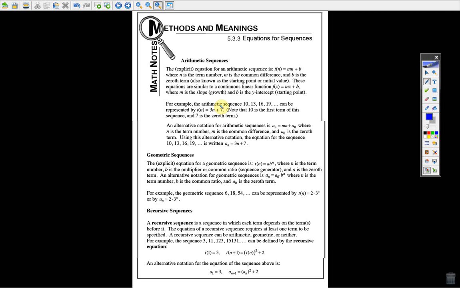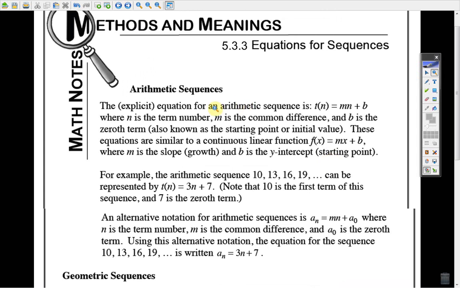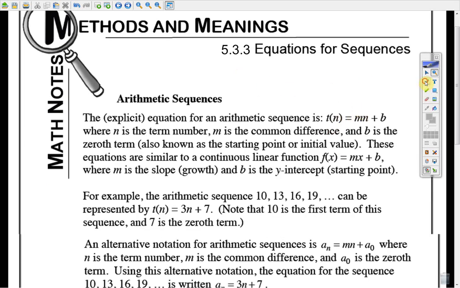We're looking at the next math notes here. 5.3.3 equations for sequences. We're going to learn how to write some equations based on sequences here. So arithmetic sequences, the first ones. Remember, arithmetic sequences will give us a line.